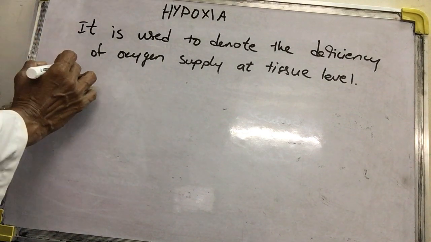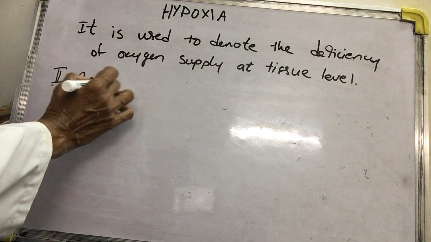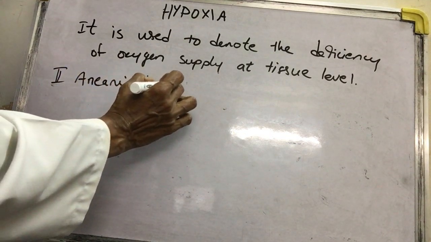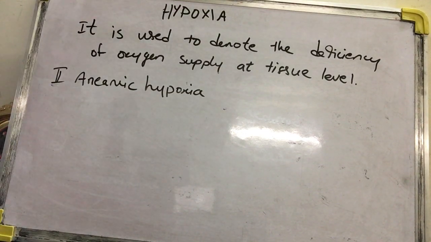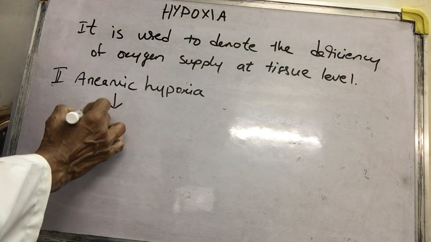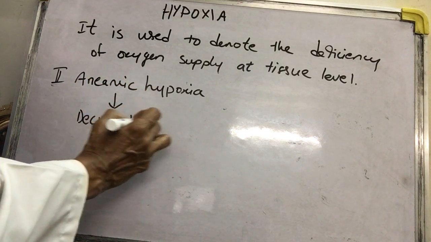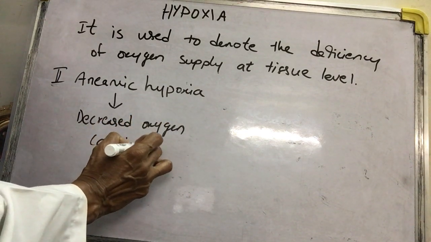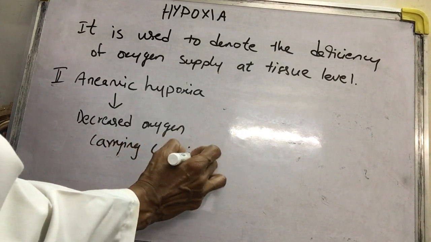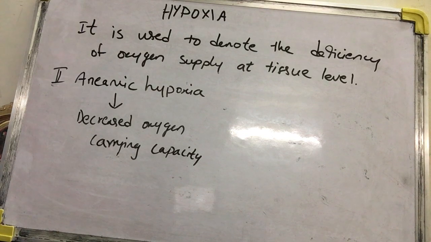Now coming to the second type of hypoxia, that is anemic hypoxia. In this there is decreased oxygen carrying capacity. So here the supply of oxygen is adequate, but there is decreased oxygen carrying capacity in the blood. That means because of low hemoglobin levels, the oxygen carrying capacity is reduced.